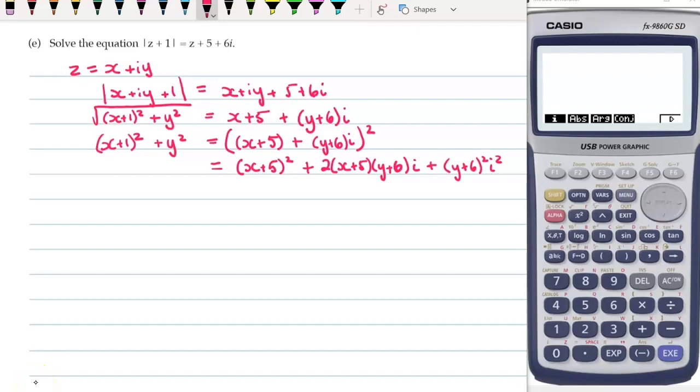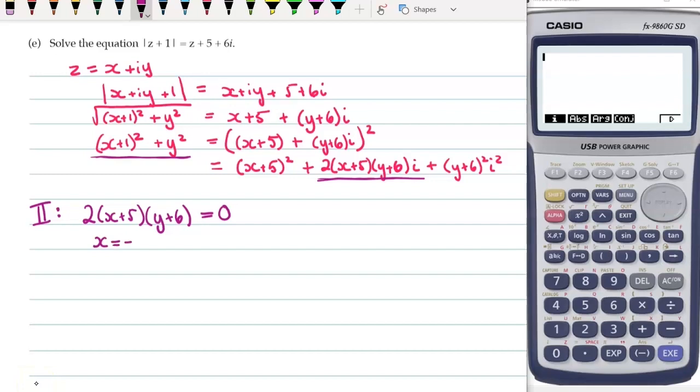Now that saves us a little bit of effort because we can notice that on the right hand side we have an imaginary term, but on the left hand side we don't. So on the left, if we're just looking at equating imaginary parts, we would have 2 times x plus 5 times y plus 6 is equal to 0. That gives us solutions of x equals minus 5 and y equals minus 6. And for each of those two possible solutions, we need to find the corresponding y or x that would go with them.